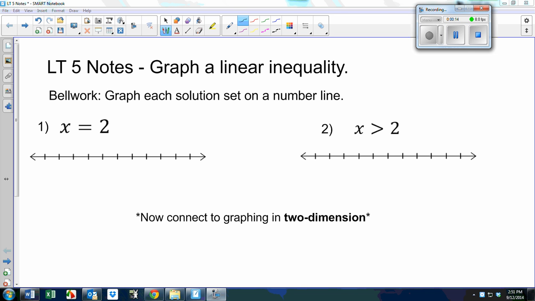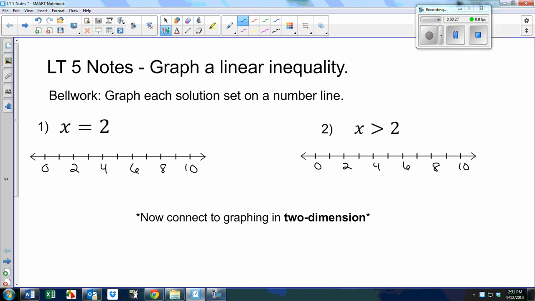So the first thing we did in the bell work was to remind ourselves what it looks like in one dimension on a number line. So graphing the answer, x equals 2. Go ahead and mark both of these down real quick. Graphing x equals 2 simply looks like a solid circle at 2 to signify x equals 2 is the only thing that works.